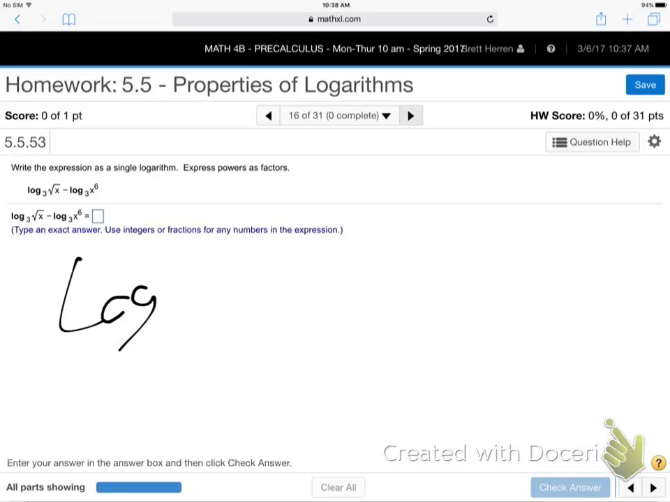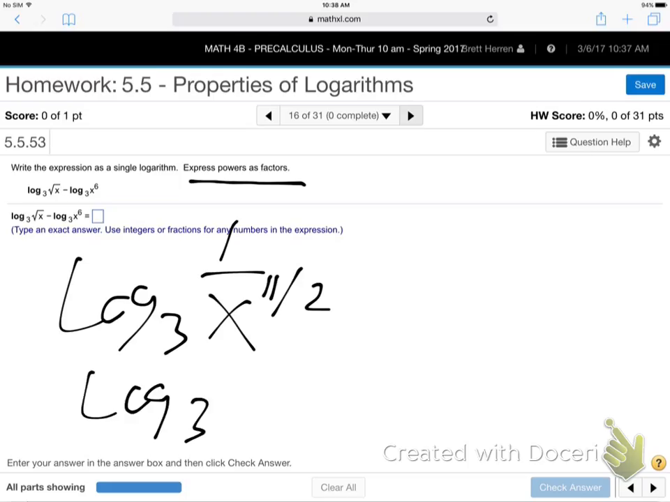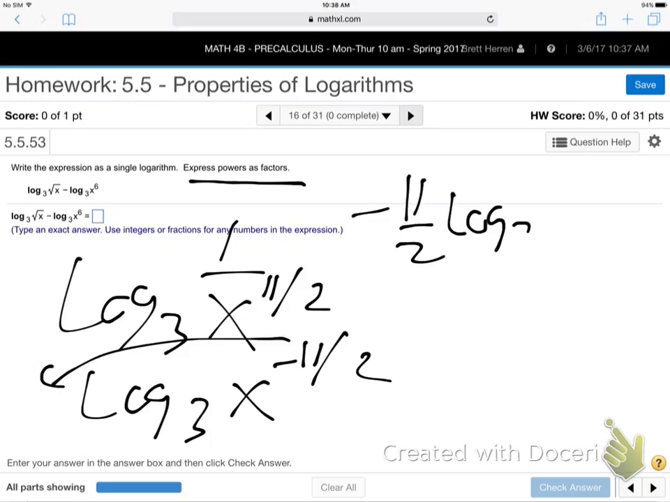So far, so good. We have log base 3 of 1 over x to the 11 halves, right? That's where we were. Yeah, you're right. I should have read the words. It says express powers as factors. That means powers they want in the front multiplied. Factor means multiplied. So you know that is the same as log base 3 of x to the minus 11 halves, do you? A negative power is what makes it flip and become a fraction, 1 over x to the 11 halves, and then, yeah, power goes to the front. So it's negative 11 halves log base 3 of x. Good. All well there?